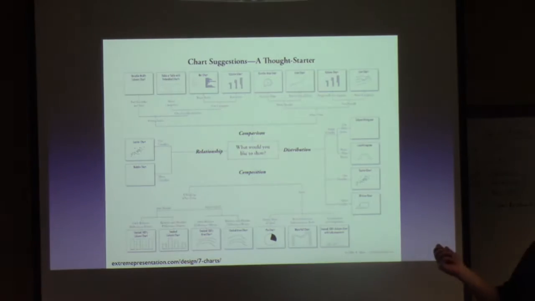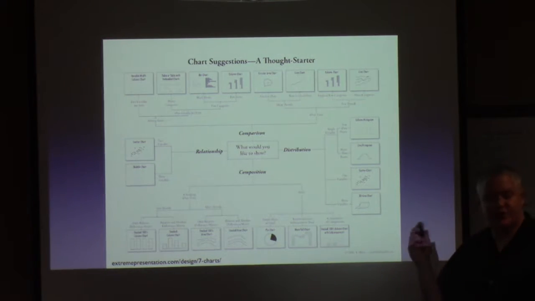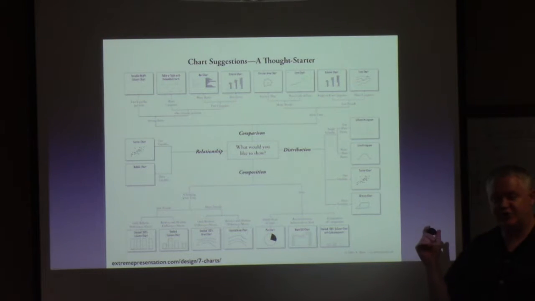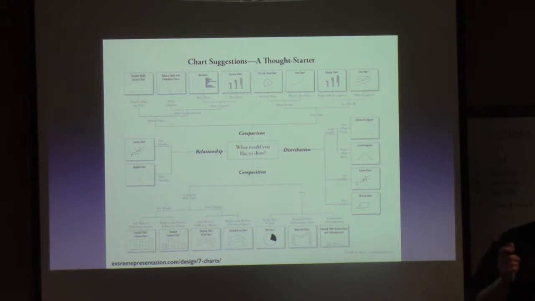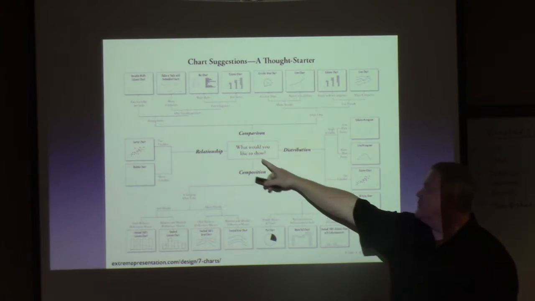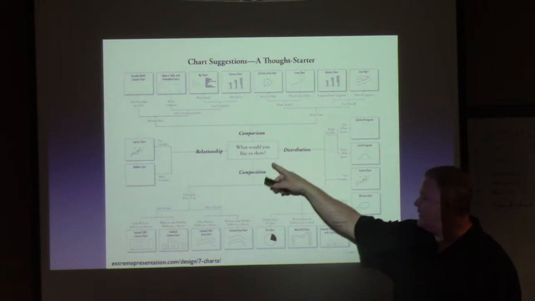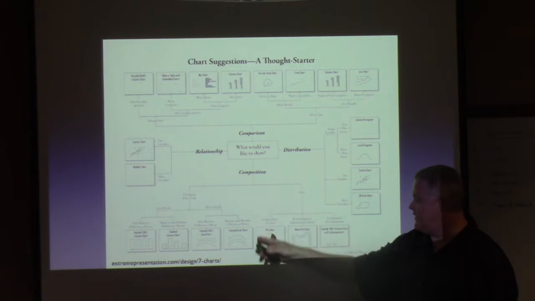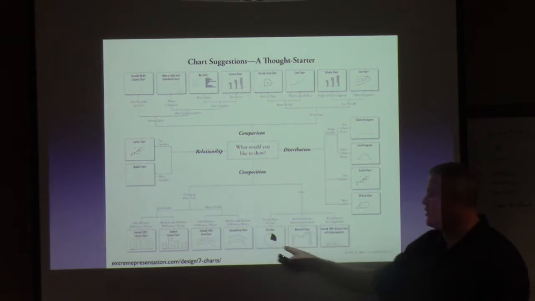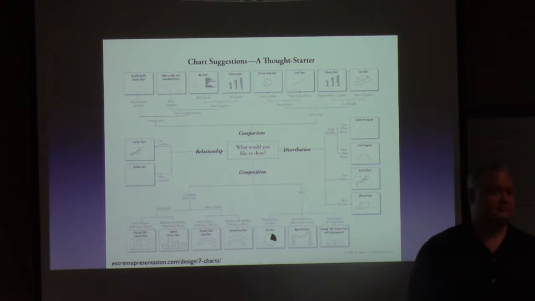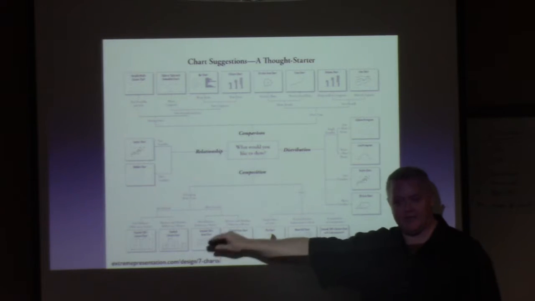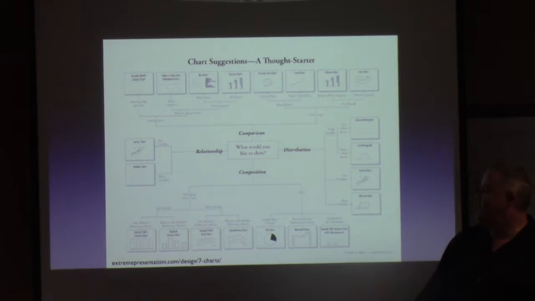There's a couple handy tools. This is called the chart chooser. If you just need to know what kinds of charts go with your data set, you start here in the middle and you say, okay, what kind of data do I have? Comparisons, or distribution data, or composition data, and then it goes down and says, okay, here are the charts that you can make with that kind of data. Pretty simple. It's a downloadable PDF. You can print this off. It's really easy. Called the chart chooser.